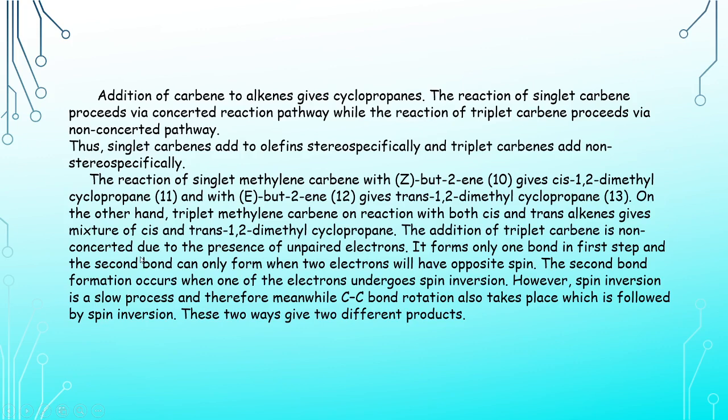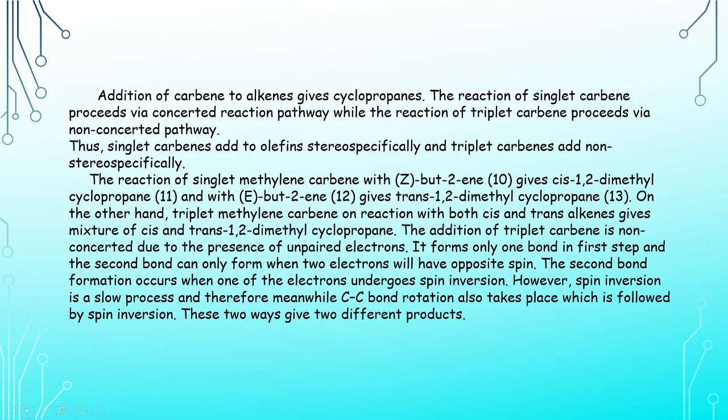It forms only one bond in the first step, and the second bond can only form when the two electrons have opposite spin. The second bond formation occurs when one of the electrons undergoes spin inversion. However, the spin inversion is a slow process, and therefore meanwhile the carbon-carbon bond rotation also takes place, which is followed by the spin inversion. These two ways give two different products.